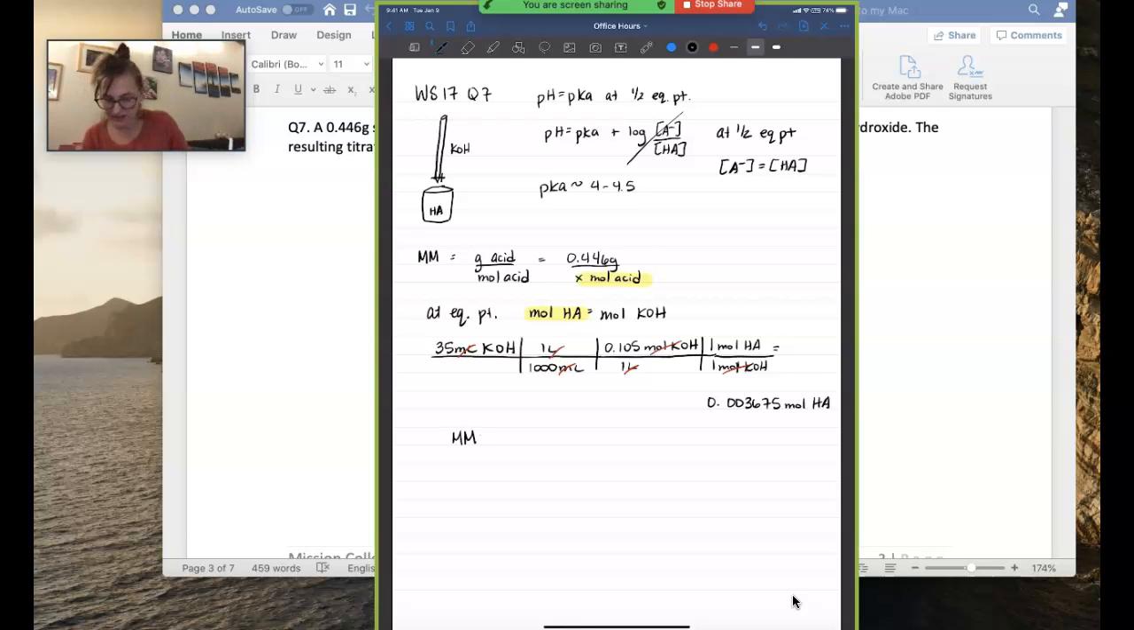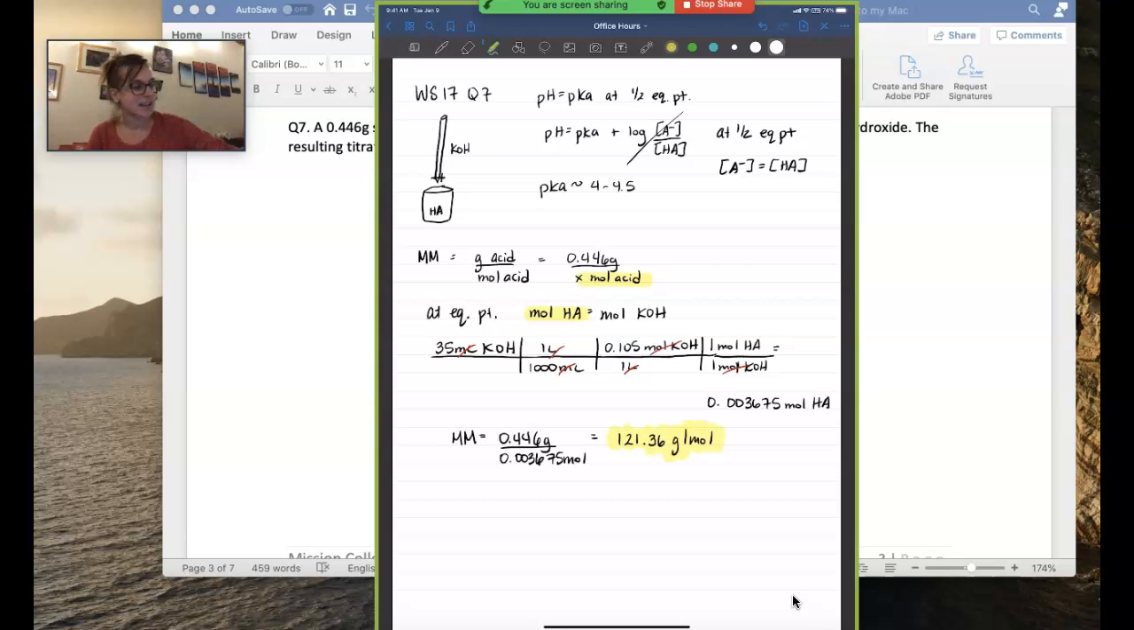So molar mass is equal to 0.446 grams over 0.003675 moles, and therefore the molar mass of this unknown monoprotic acid is 121.36 grams per mole. Is your final answer there.